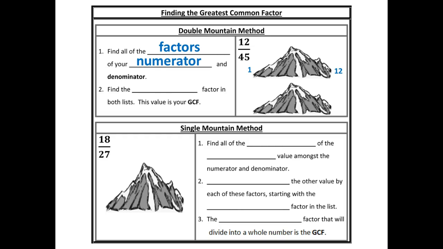12 is divisible by 2. 2 times 6 gives me 12. 12 is divisible by 3. 3 times 4 gives me 12. I climbed the mountain in order 1, 2, 3 by using my divisibility rules.